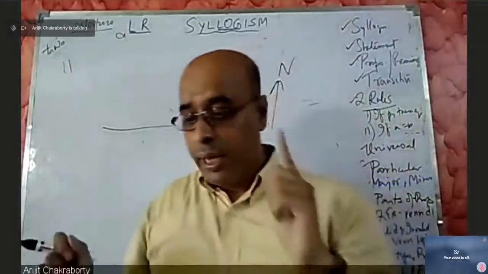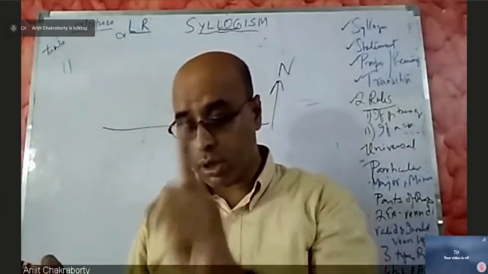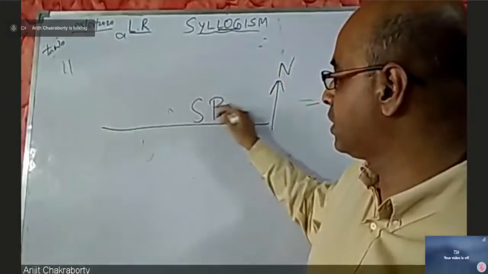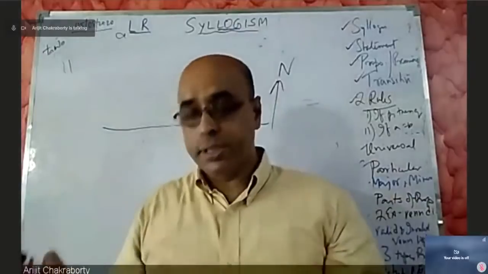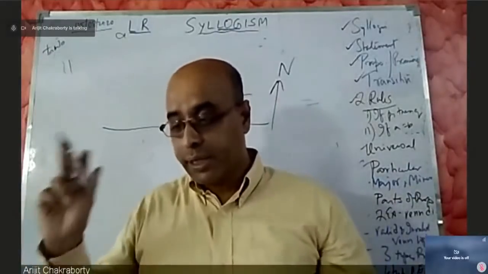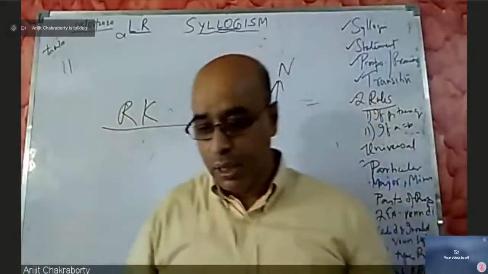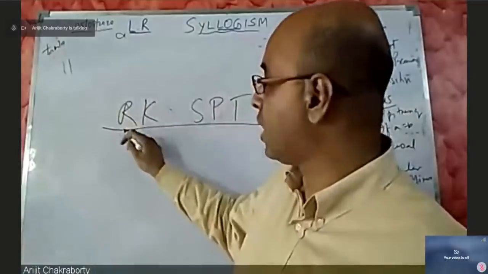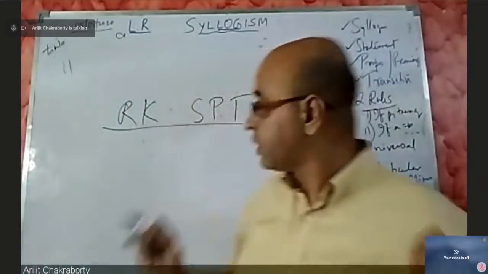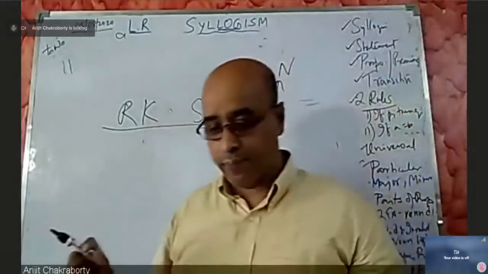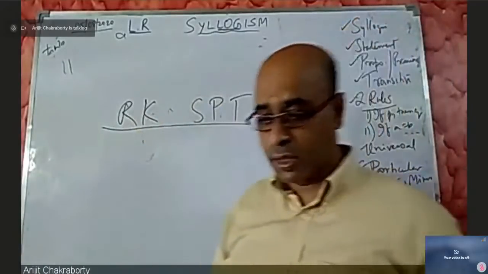S is sitting next to P but not K. So I am keeping S here, P here, T here. S is sitting next to P but not to T. K is sitting next to R. Fine. Who is sitting on the extreme left? So I have kept R in the extreme left. T is not sitting next to K. Fine. So my order is RKSPT, 5 persons.